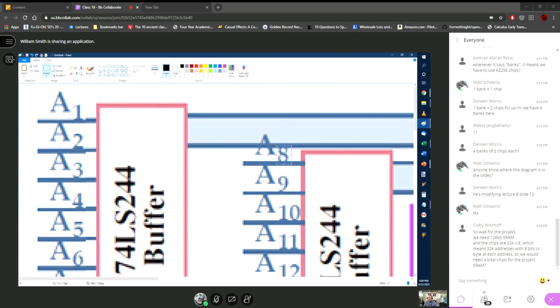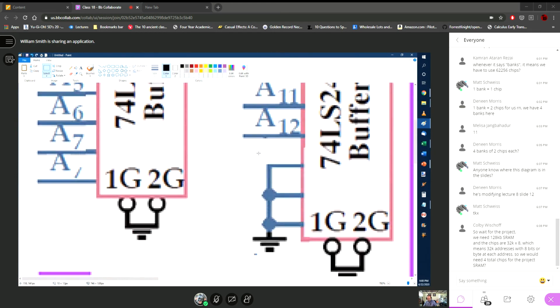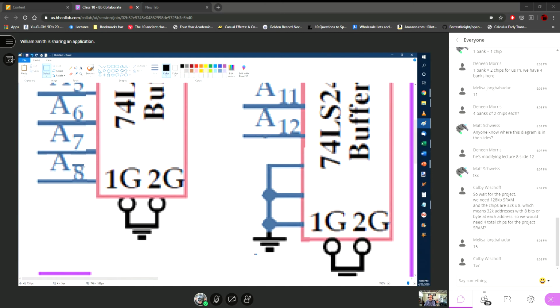Okay, so wait for the project. 32K by 8, which means 32K addresses. Okay, so chips are 32K by 8. Good question. Let's deal with that a little bit as I'm going on the fly here. If chips are 32K by 8, how many address bits are they going to have to cover 32K? Who's going to try and get another gold star here for me? 32K, how many address bits do I need? 15. Melissa got there first, but Colby's right behind. 15 is the correct answer.